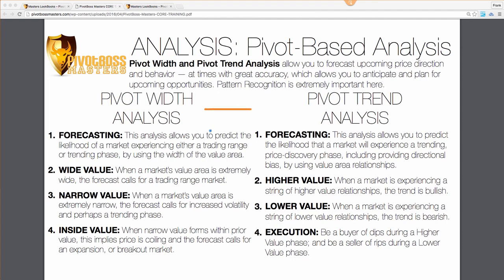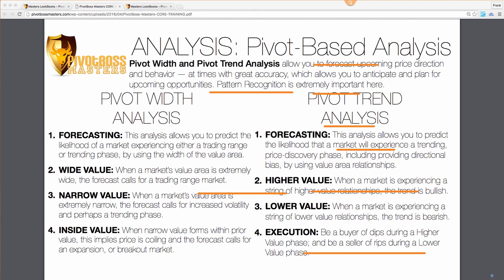So if you have a value area that's very narrow compared to average, maybe average is something like this, then this tells you that the value area right here, the auction, has been very, very tightly bracketed, and at some point you're likely going to see compression lead to expansion, right? And so that's what pivot width analysis boils down to. Is the value area wide, or is it narrow? Or is it the same?